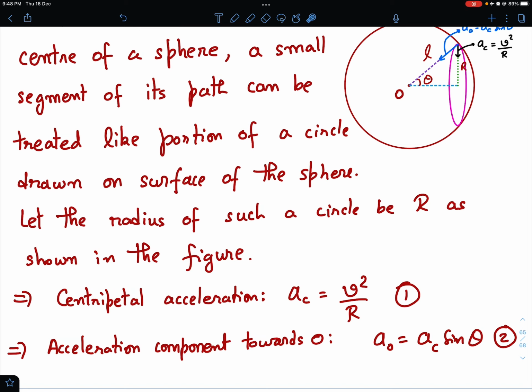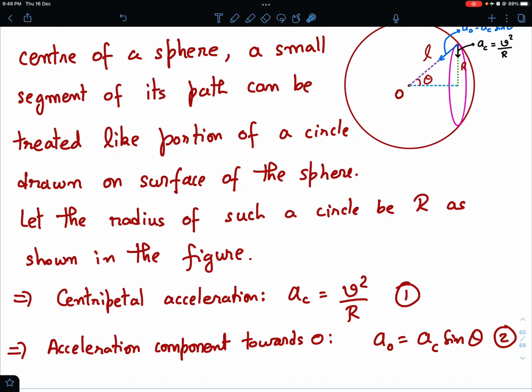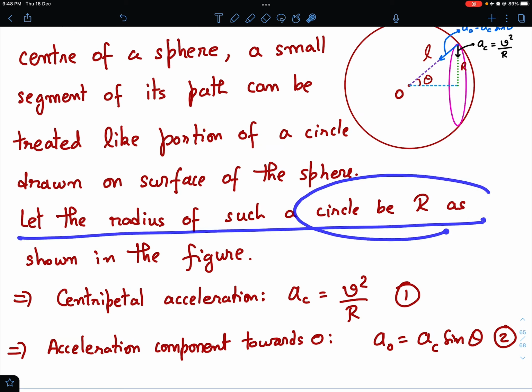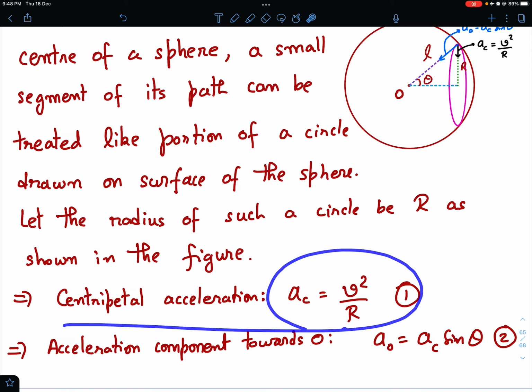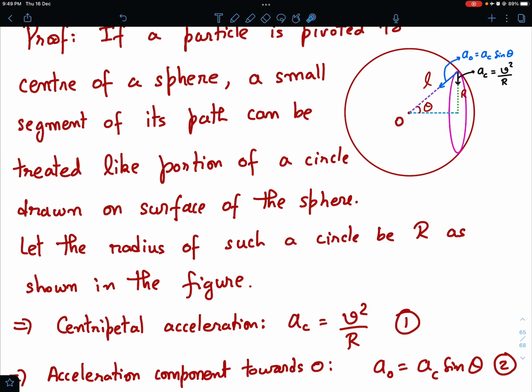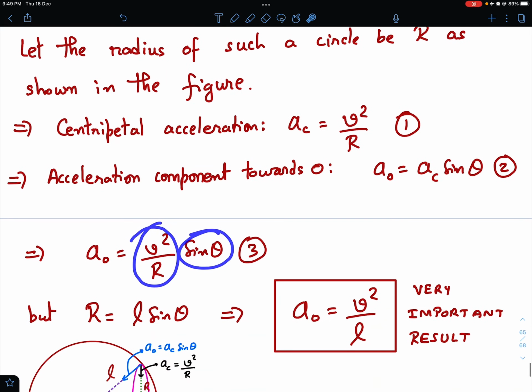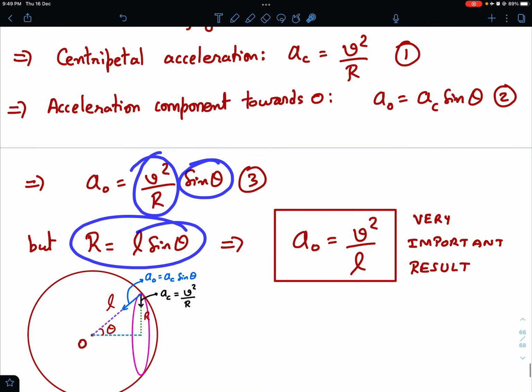A small segment of this path can be treated like a portion of a circle drawn on the surface of the sphere. Let the radius of such a circle be r, as shown in the figure. Centripetal acceleration is v square by r, and the acceleration component towards O then becomes simply a naught is equal to AC sine theta, and that is v naught square by r into sine theta. Now what is r? r is nothing but L sine theta. See, this is your r and this is your L.